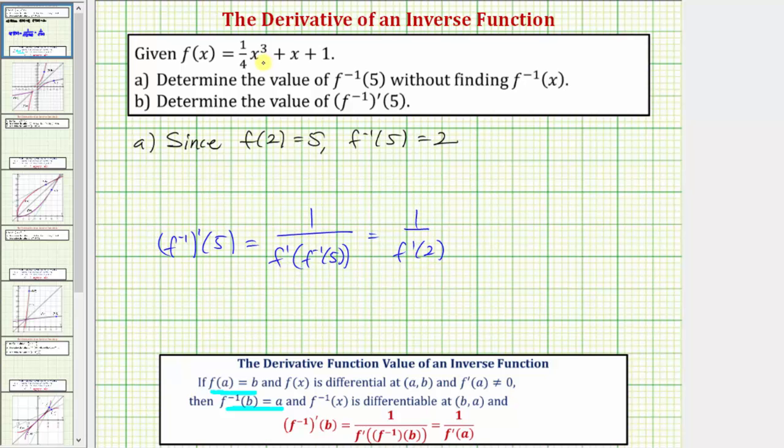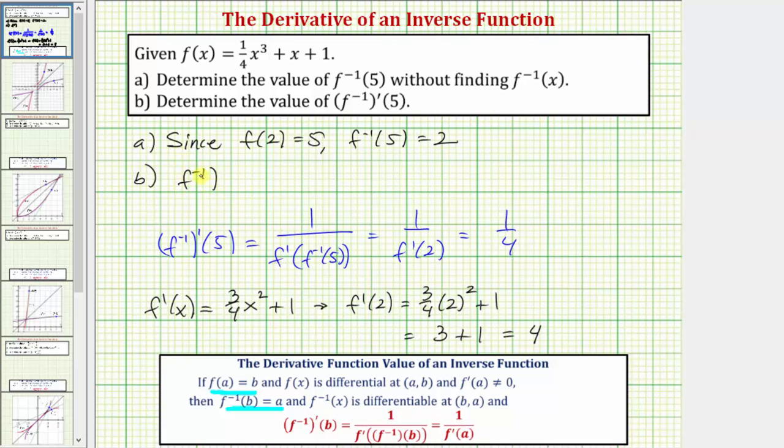For our next step, we'll find f prime of x. So f prime of x is equal to, well, here we'd multiply by 3, that'd be 3/4. Subtract 1 from the exponent, so that's x squared. The derivative of x is 1. The derivative of 1 is 0. So now we need to find f prime of 2, which would be 3/4 times 2 squared plus 1. So here we're going to have 3/4 times 4, that's just 3. 3 plus 1 is equal to 4. So for part B, we have the derivative of f inverse at x equals 5 equals 1/4.